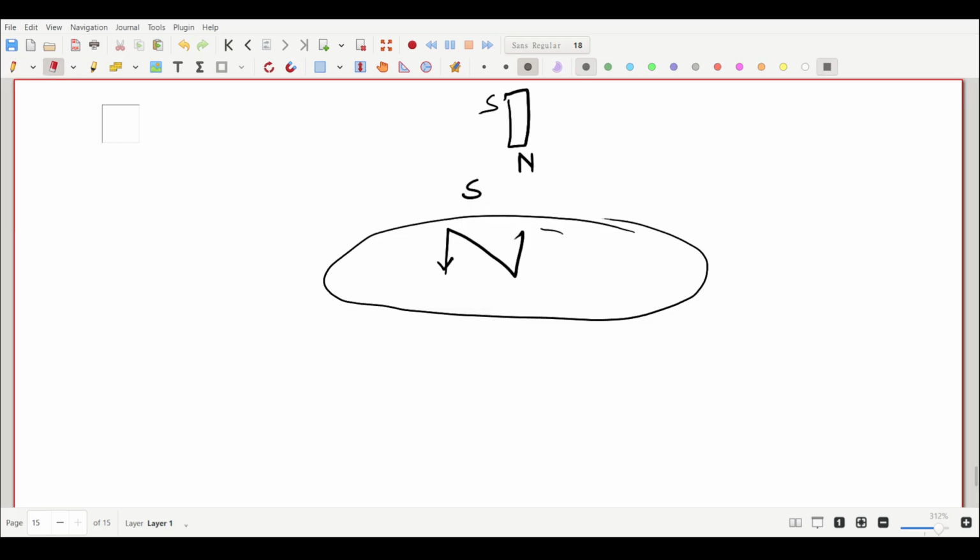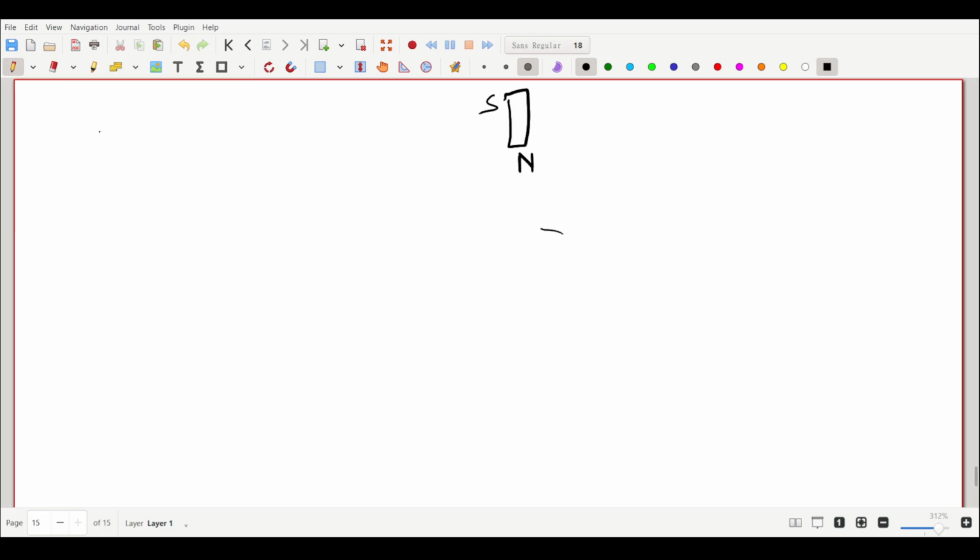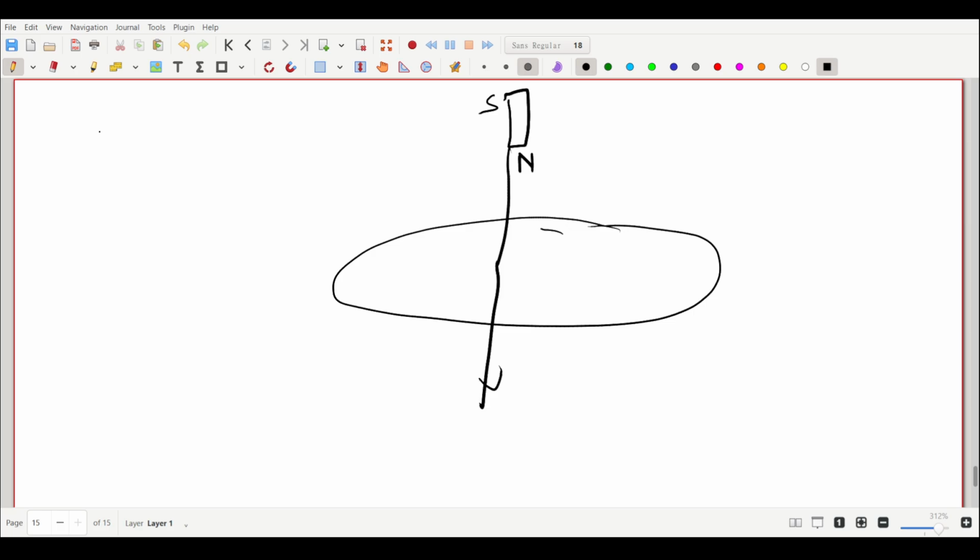Let me check. The north pole, so magnetic field lines are going inward. We want the magnetic field lines to go outward, which is only possible when the current is flowing anti-clockwise. You're right. Because we want to get this particular formation, which is possible this way. This is north. And when you draw south, south is like this.